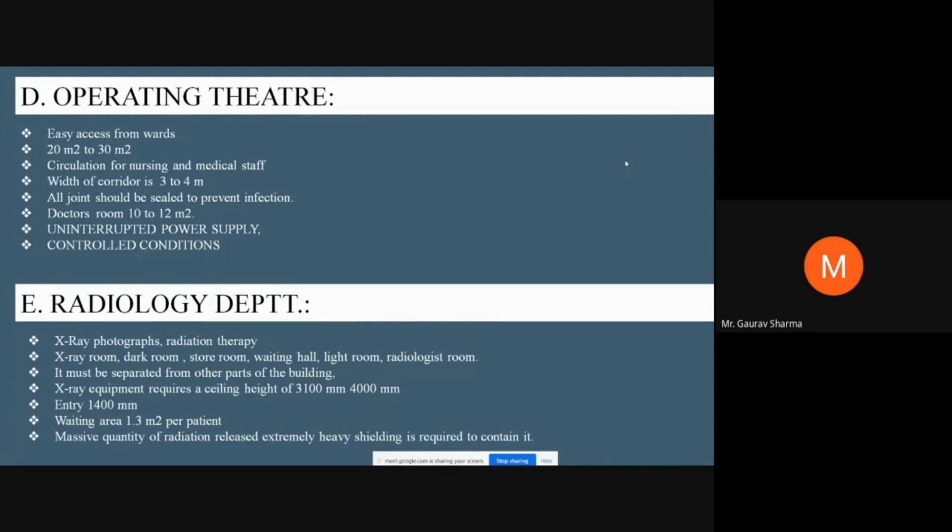Generally, we have to accommodate the X-ray equipment inside this department. Can you repeat the whole concrete sentence again? Yeah, sure. Thank you, sir.